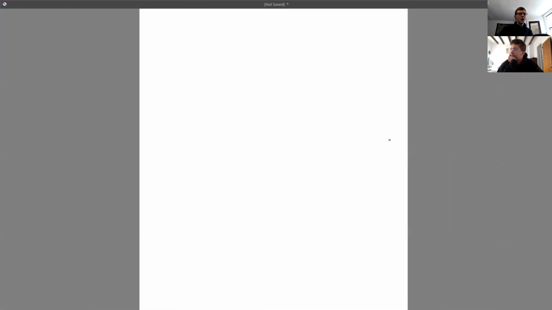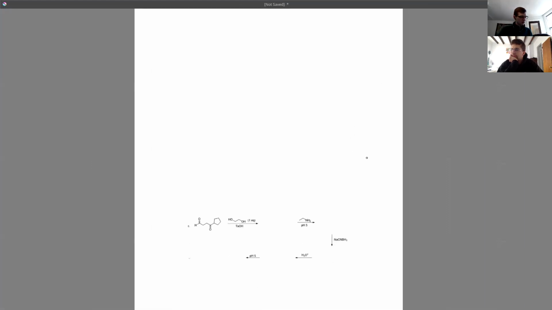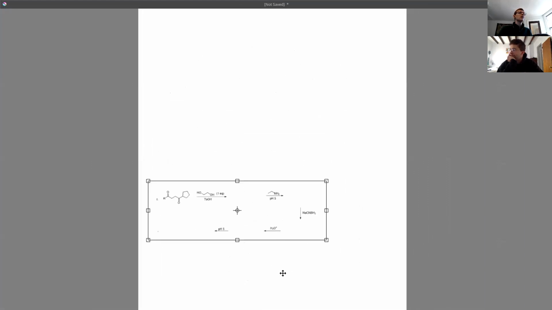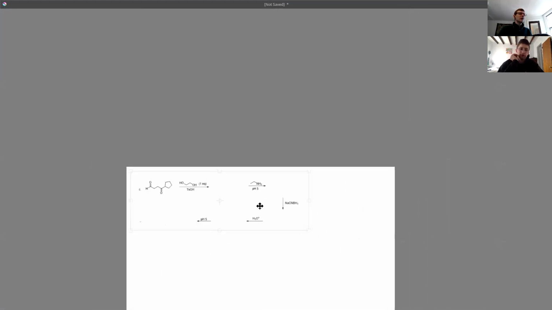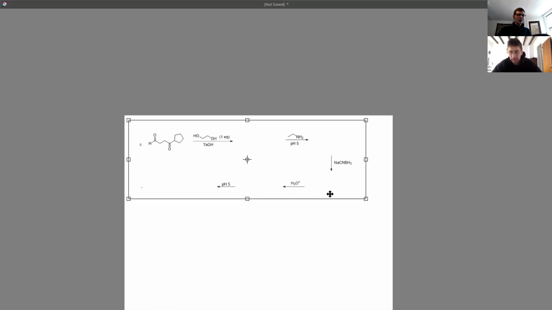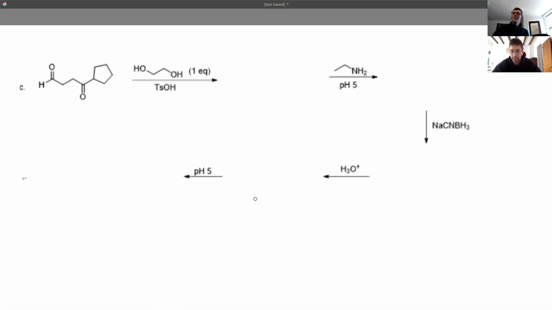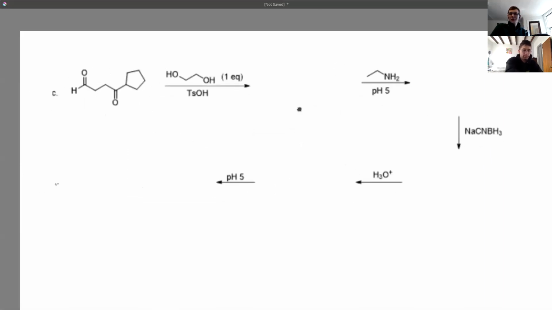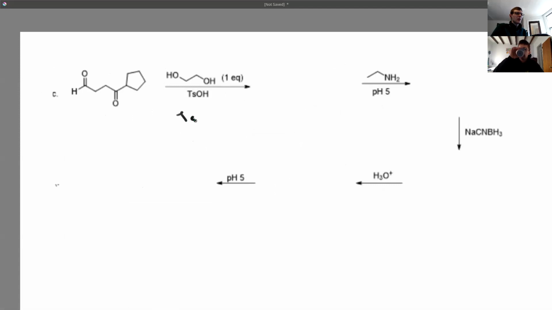Oh, but the first step has tosic acid. Yeah, I always get confused when I see the OH. It's a bit weird. Nobody ever tells you about tosic acid. You learn about tosyl chloride, TsCl, or O-tosyl groups, right?